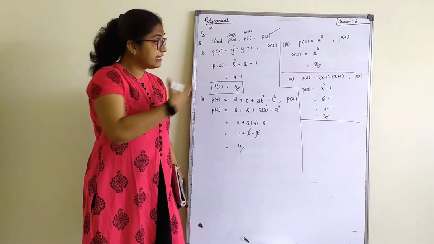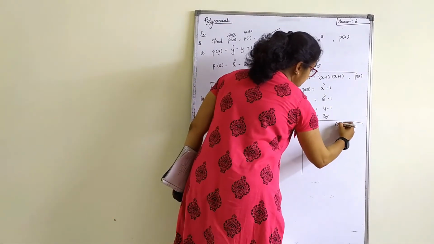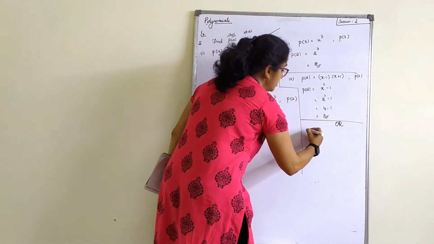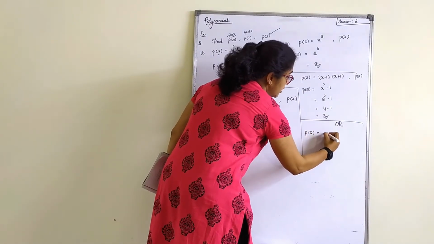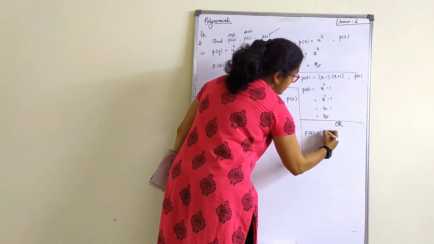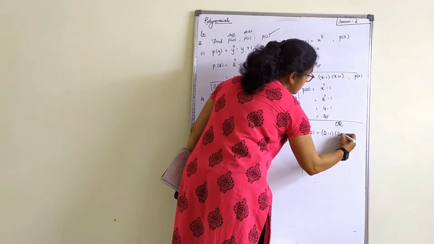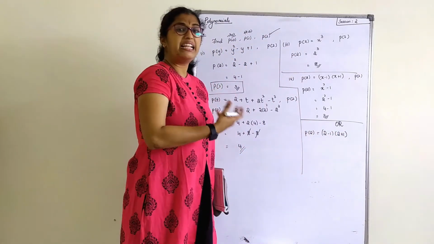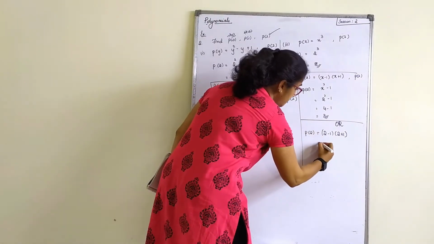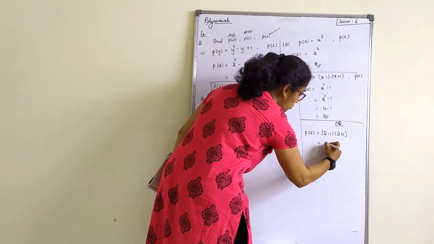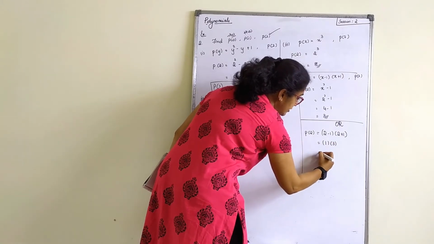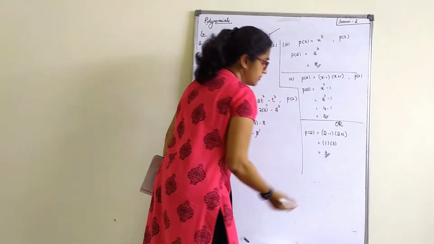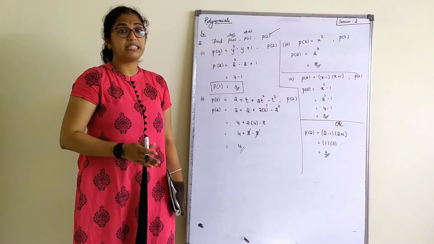Now if you don't recall that you have to apply the identity, let me do it in another method and show it to you. So I will again write here P of 2 is equal to, so this is 2 minus 1 and this is 2 plus 1. Right? I just substitute the values. 2 minus 1 is 1. 2 plus 1 is 3. 3 into 1 is 3. Either way, I get the same answer.